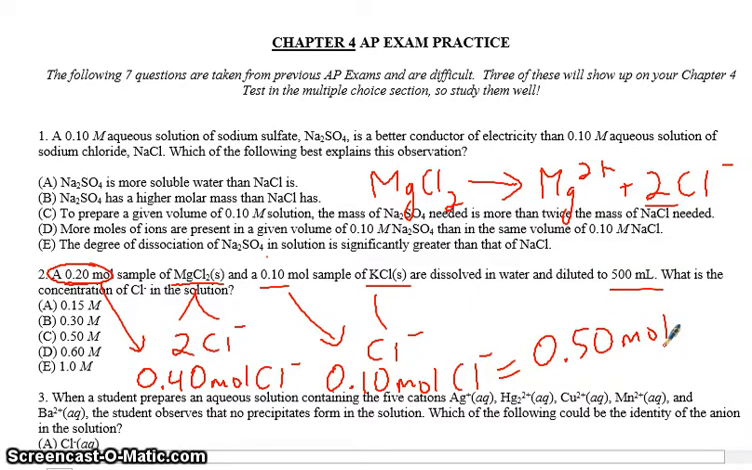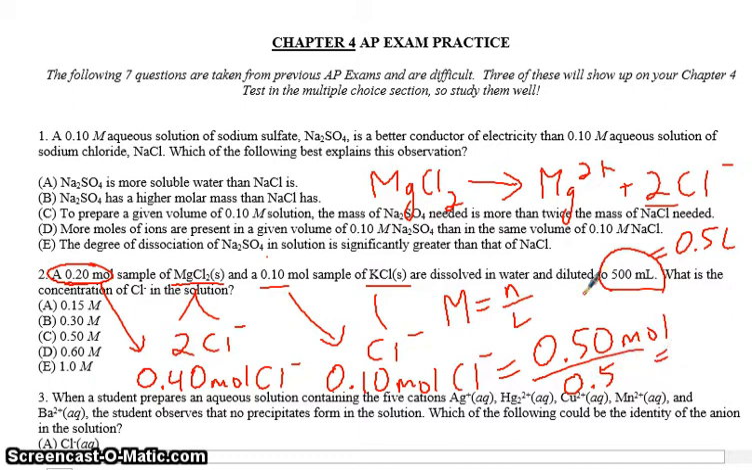So what's the concentration of Cl minus in solution? Now, the concentration, remember, is molarity. Molarity is moles over liter, so we still have to divide by this liter. So essentially, you're dividing by half a liter because 500 milliliters is 0.5 of a liter. So you're dividing 0.5 by 0.5. Now, dividing by 0.5 is the same thing as dividing by a half. Anytime you divide by a half, you're multiplying by 2. So the answer here is 1.0 molar. Hopefully that made sense. And so we have E as the answer here.